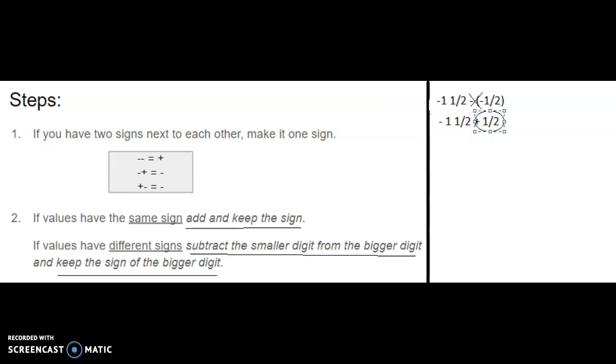Okay, there's one, and here's another. One is positive, one is negative, so they're different. Since they're different, we're going to subtract. Bigger digit minus the smaller, so 1.5 minus 1/2 will leave you with 1 whole. The 1.5 is bigger than the half, so it's going to be -1.